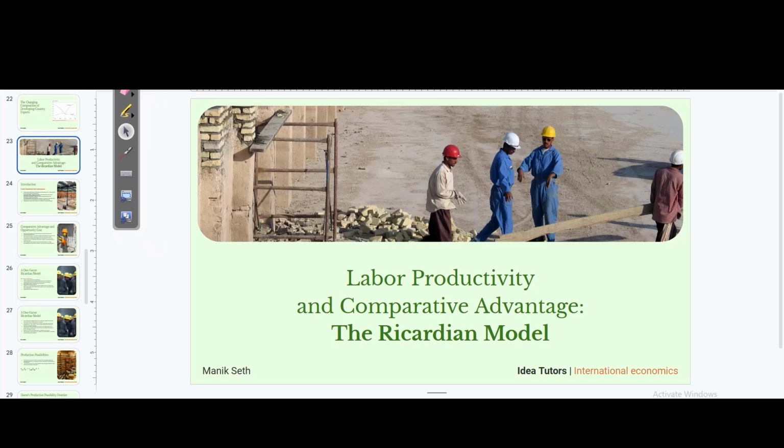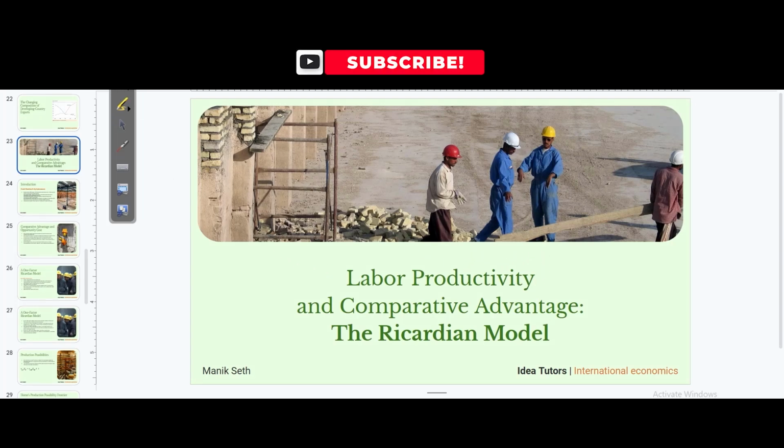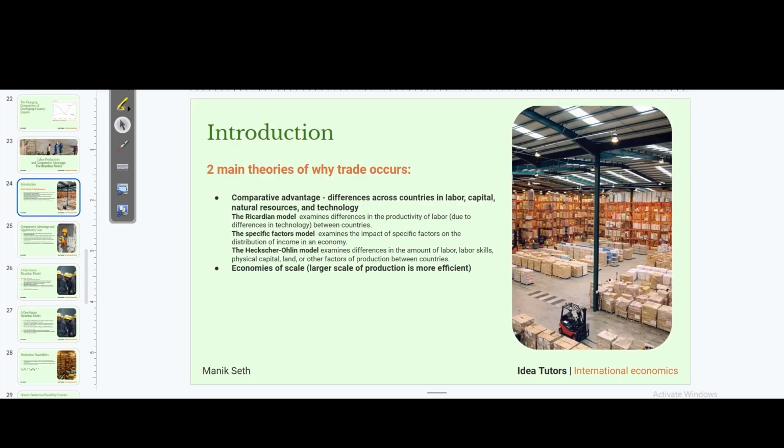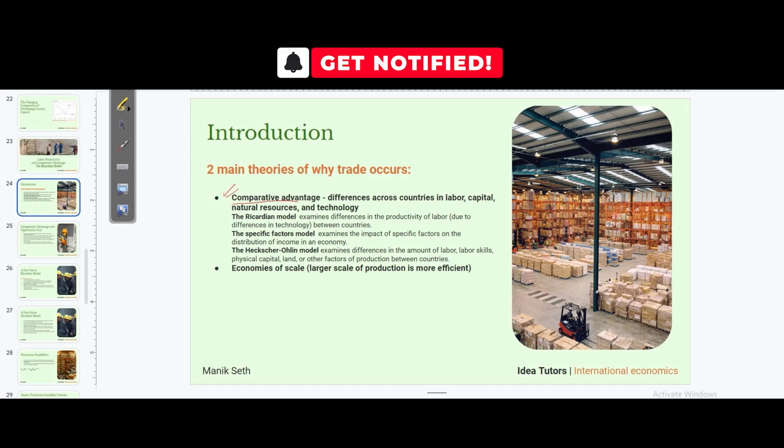Okay, so this is the third lecture in this course, and today we are starting with the third chapter, which is labor productivity and comparative advantage. This is going to be multi-part video lessons, so that they are short and easy to understand, because we will be covering different concepts in each section, so they will have separate videos. Now, we will start with comparative advantage and the theories of trade.